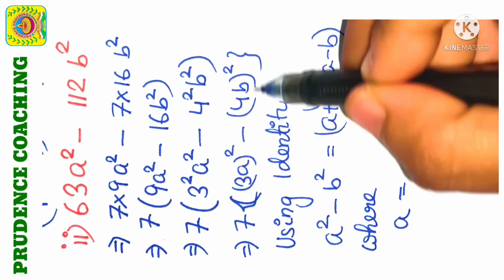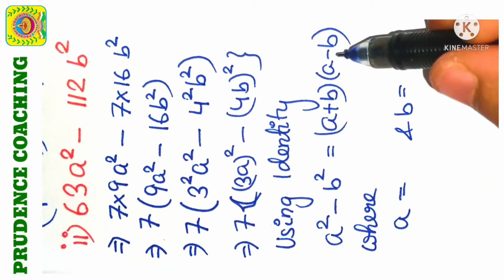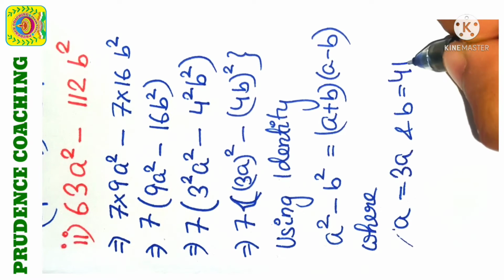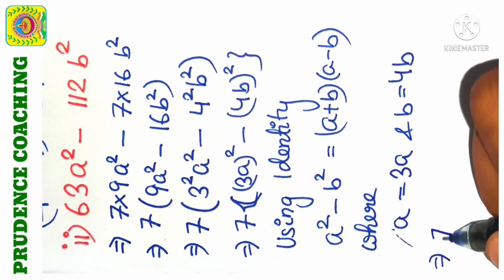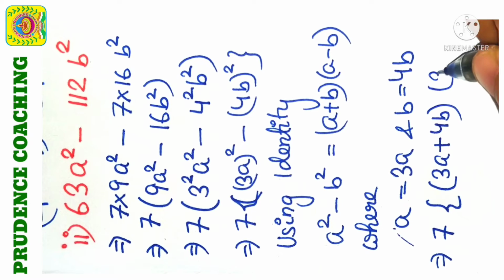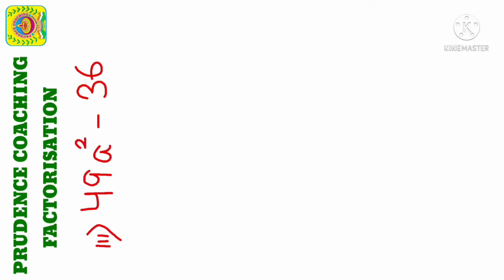So now within this bracket, as you can see, this term can be written using the identity a square minus b square equals a plus b, a minus b. But here the value of a is 3a and here the value of b is 4b. So let us rewrite this. We will write 7 as it is and within the bracket we will write a plus b, that is 3a plus 4b, and again we need to write 3a, this time minus 4b. Let us start with the next sum.